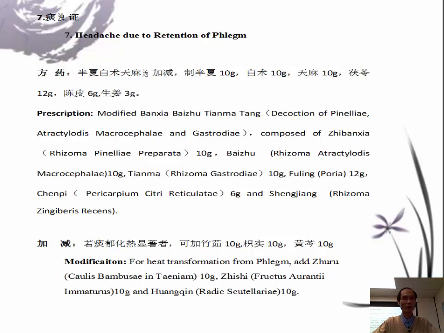And about the phlegm, of course, there is a famous formula called 半夏白术天麻汤. Again, you see 天麻 itself is also famous for getting rid of the headache, okay? And 半夏 and 白术 are for getting rid of the phlegm. So to help get rid of the phlegm and also get rid of the headache, we have this formula called 半夏白术天麻汤.